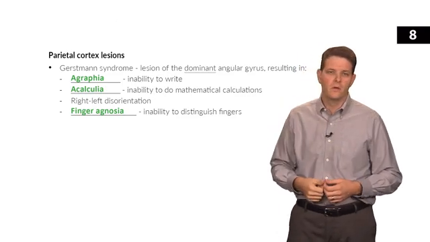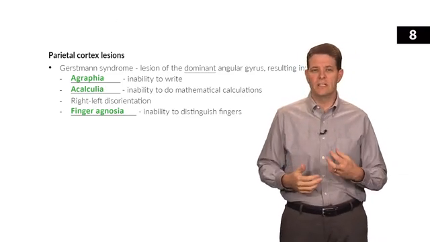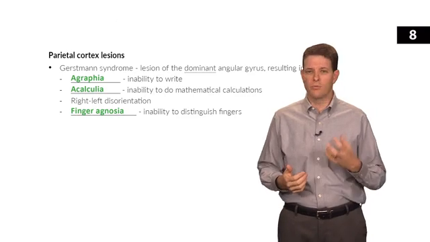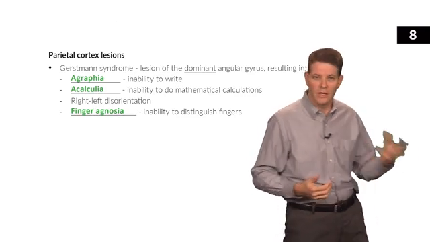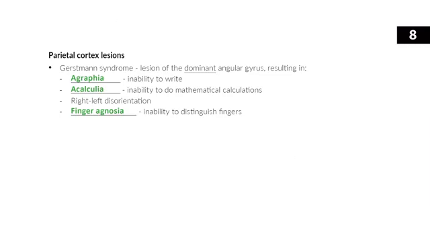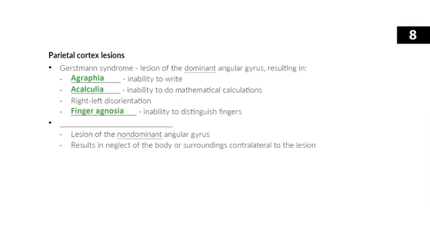Think about it. So again, Gerstmann syndrome is a lesion to the dominant angular gyrus in the parietal lobe, which is usually the left parietal lobe, because most people are left dominant. But what about a lesion on the non-dominant parietal lobe? Again, that's usually the right parietal lobe.